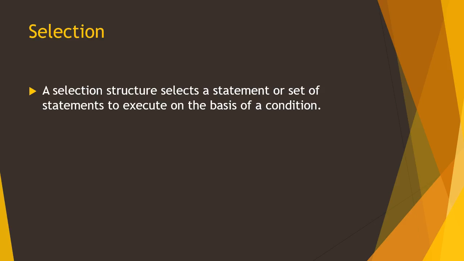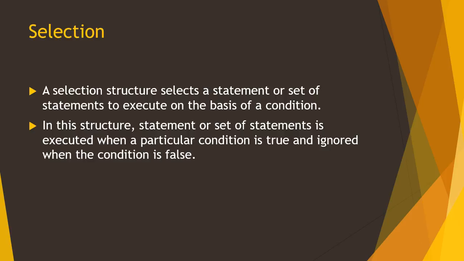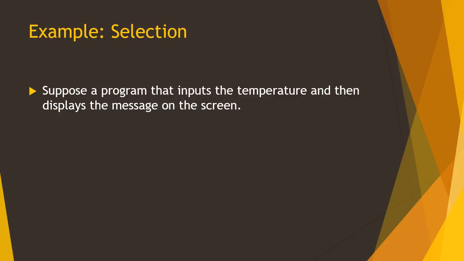Now let's talk about selection. A selection structure selects a statement or set of statements to execute on the basis of a condition. In this structure, statement or set of statements is executed when a particular condition is true and ignored when the condition is false. Now let's take an example.